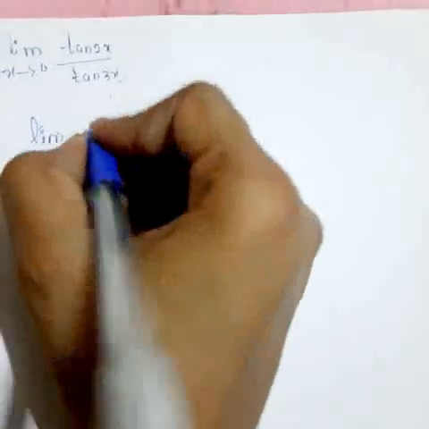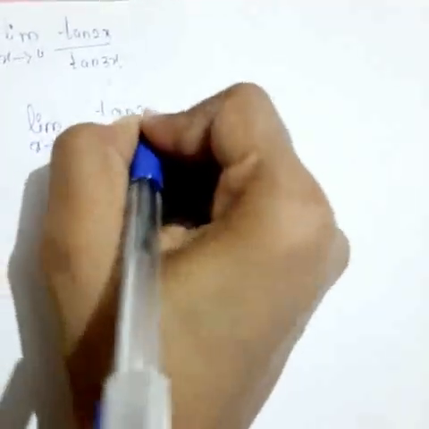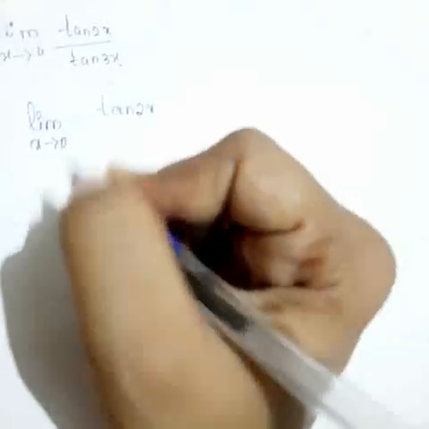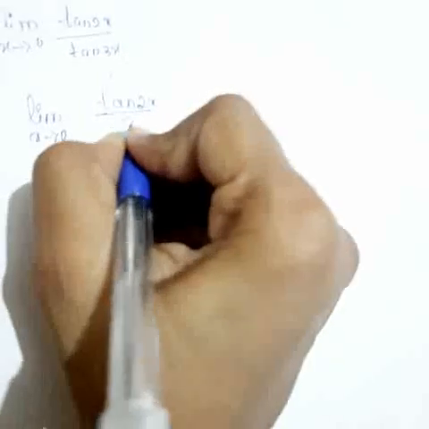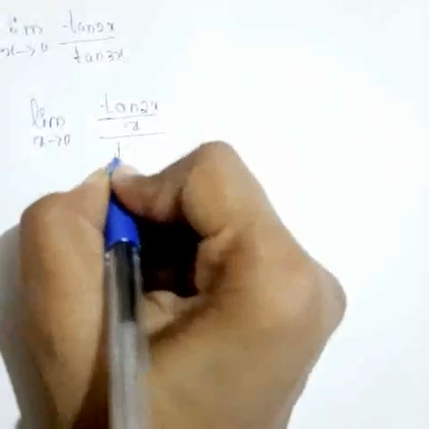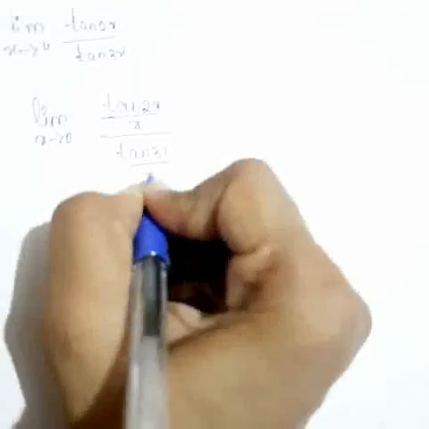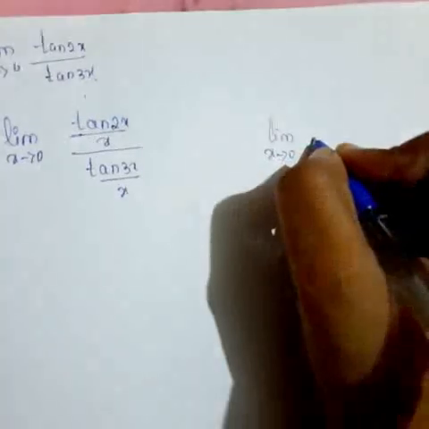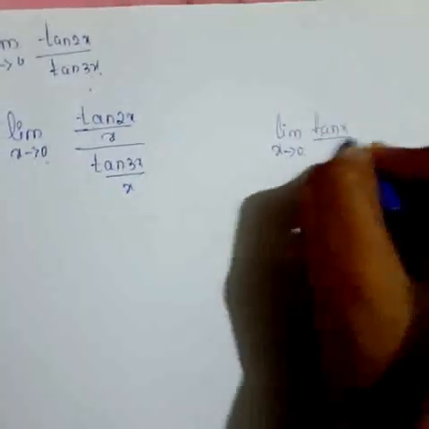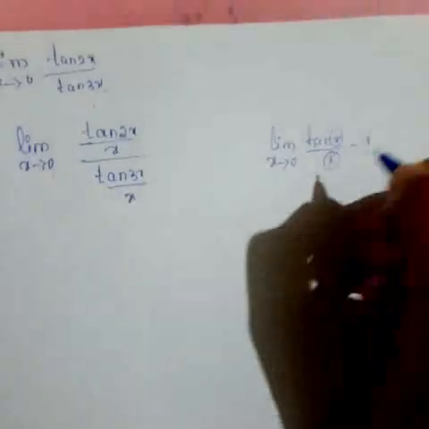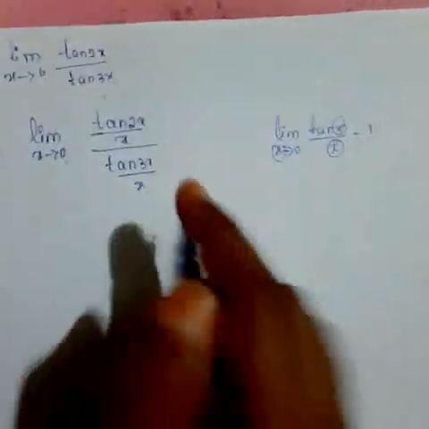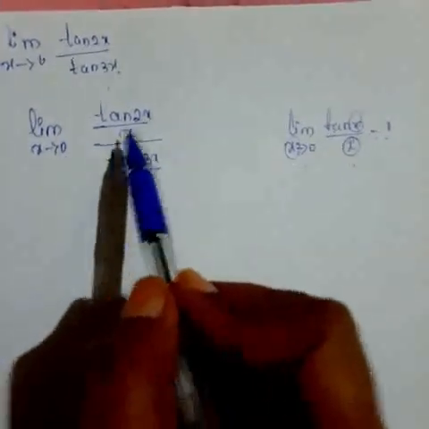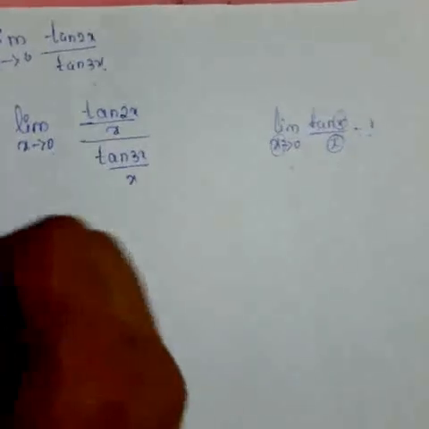Limit x tends to 0, tan 2x is there. So here do one thing. Divide numerator and denominator both by x: tan 2x divided by x, tan 3x divided by x. Our standard limit is limit x tending to 0, tan x divided by x equal to 1. These two should be the same and this function should also be the same. But we need 2x here and x there. The first step is to divide both sides by x.